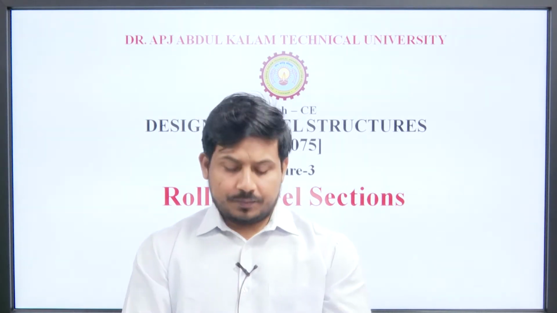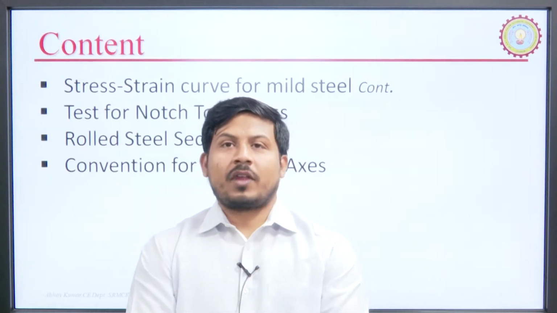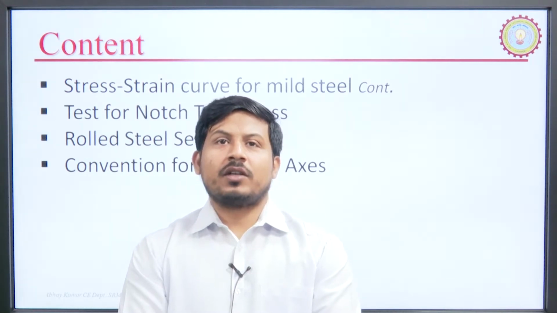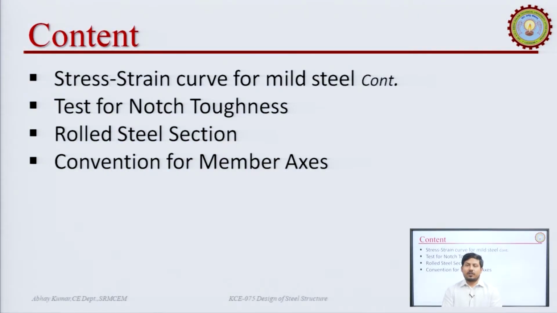Today we will discuss rolled steel sections. In this lecture we will continue our past discussion on the stress strain curve for mild steel. Then we will talk about the test for notch toughness. Later on we will talk about the various rolled steel sections which are used in steel structures, and in the last part of this lecture we will discuss the various conventions suggested by IS 800 2007 for member axes.